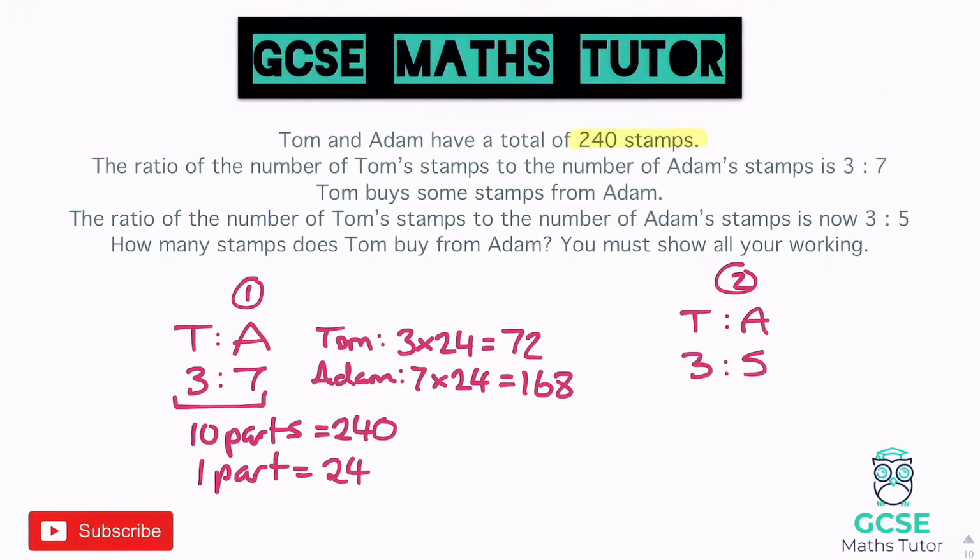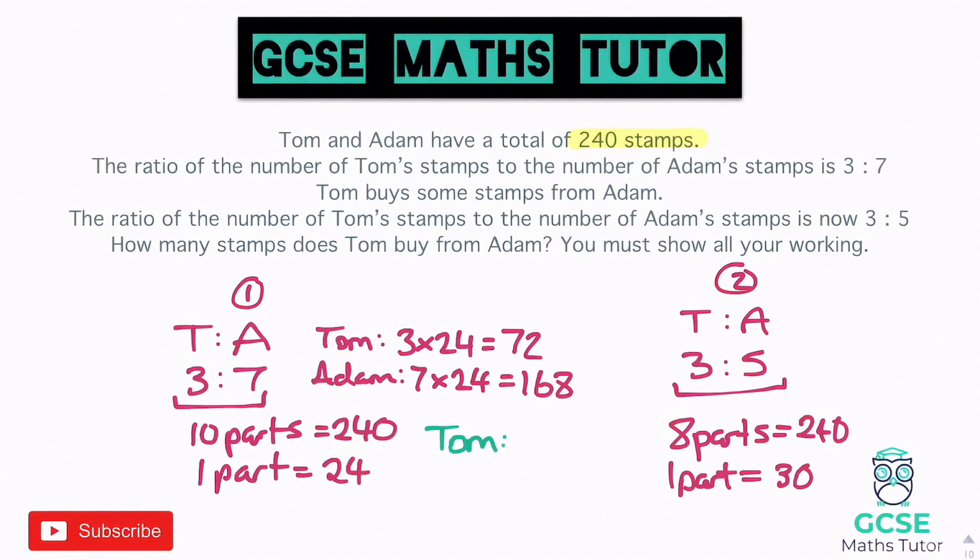So now we know it's in the ratio 3 to 5, we can go about splitting these 240 stamps up between them. So we've got 3 to 5, and that is a total of 8 parts. So we've got 8 parts that now equal 240 again. So again, we can divide that by 8, and 240 divided by 8 gives us a total of 30. So this time, one part in this ratio is equal to 30 stamps. So if we have a look, I'm just going to do this in a different colour. We've now got Tom, who's getting the 3 parts, gets 3 times 30, which is going to equal 90, and Adam is going to have 5 of them. So Adam gets 5 times 30, and he gets 150.